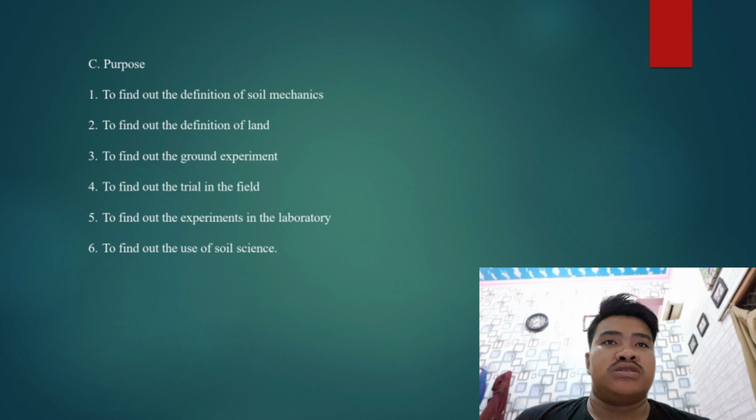C. Purpose. 1. To find out the definition of soil mechanics. 2. To find out the definition of land. 3. To find out the ground experiment. 4. To find out the trial in the field. 5. To find out the experiment in the laboratory. 6. To find out the use of soil change.